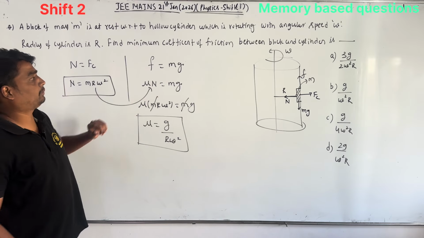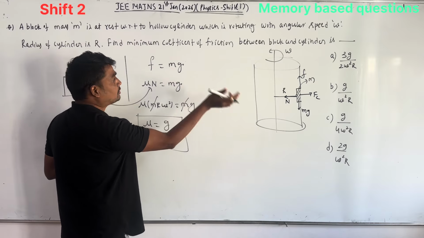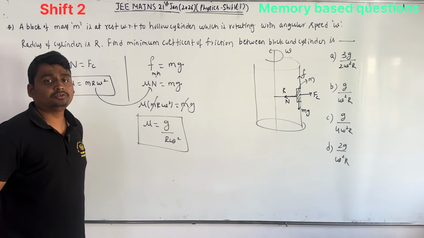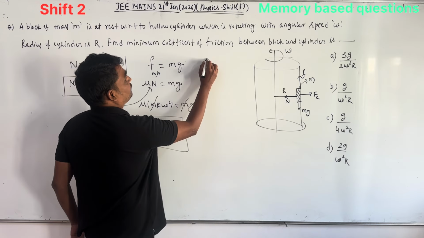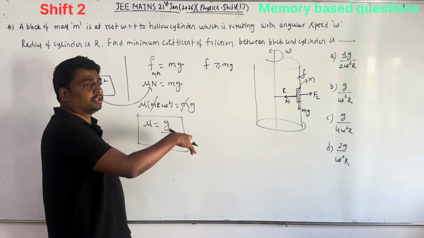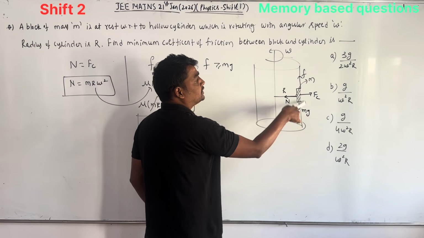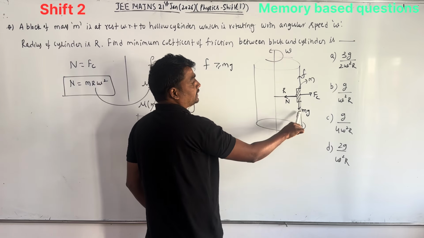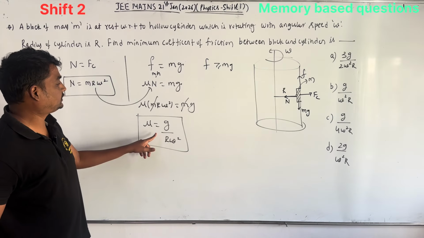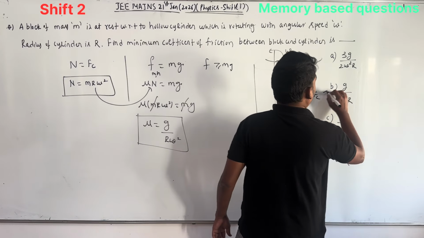Because this is the minimum it can apply, f minimum, because f can be greater than mg also. Minimum how much it can apply is that which will balance mg. So mu minimum equals g by r omega square. Actually f will be greater than or equal to mg, we can write to balance that. Equal to mg is the minimum value. Greater than also, it can be at rest only. If f balances mg, it will be at rest. If f is greater than mg also, it will be at rest only. So that is the reason why the minimum coefficient of friction should be g by r omega square. Which option is correct? Option B is correct.